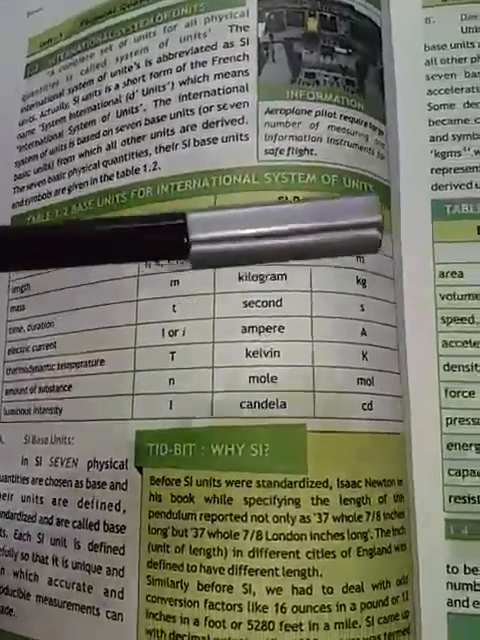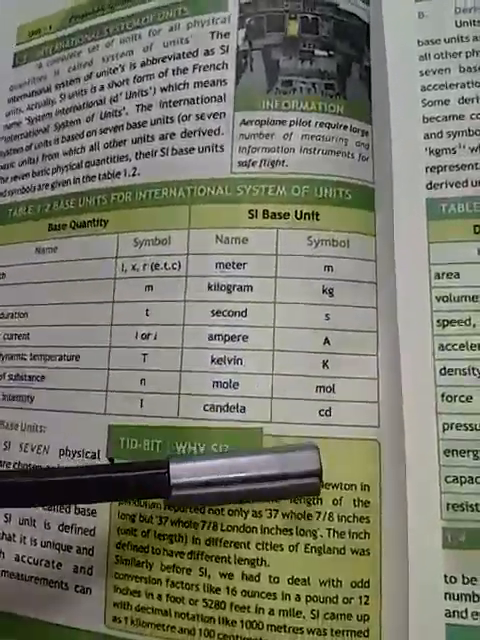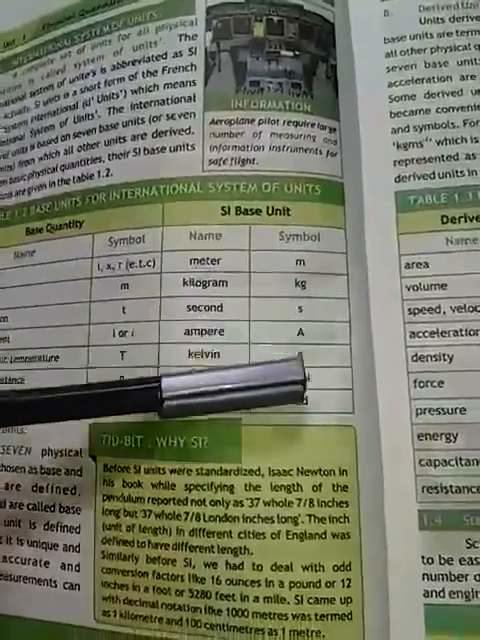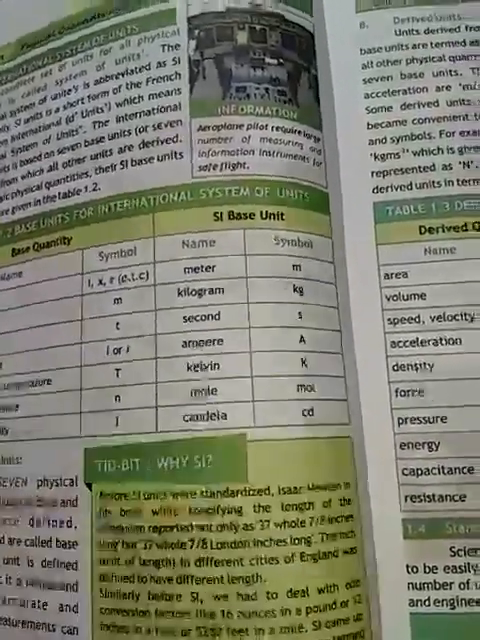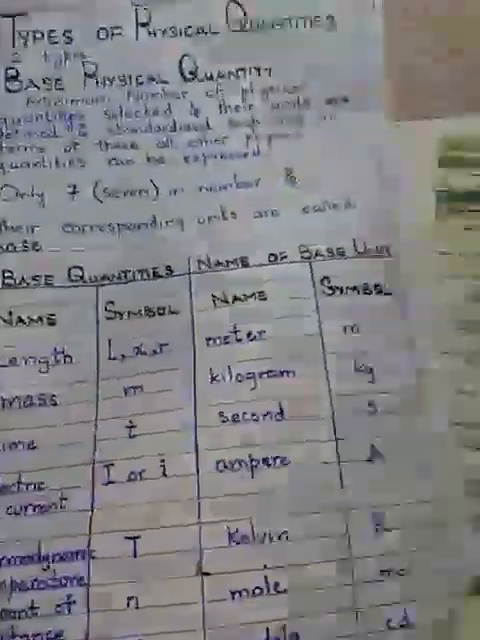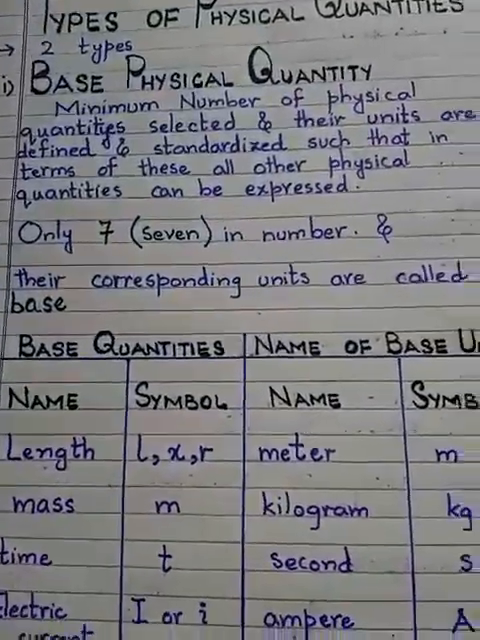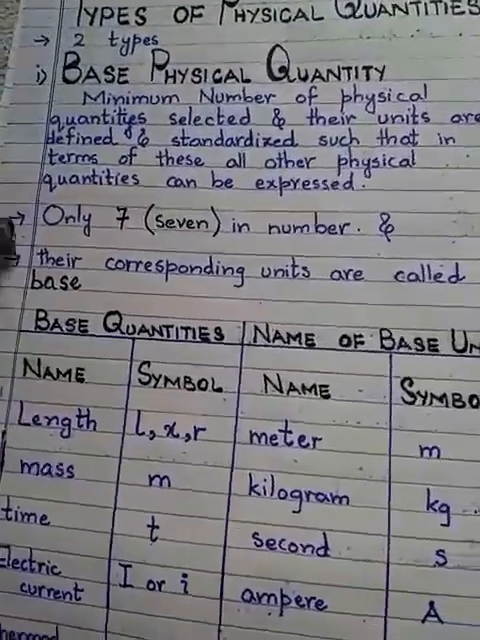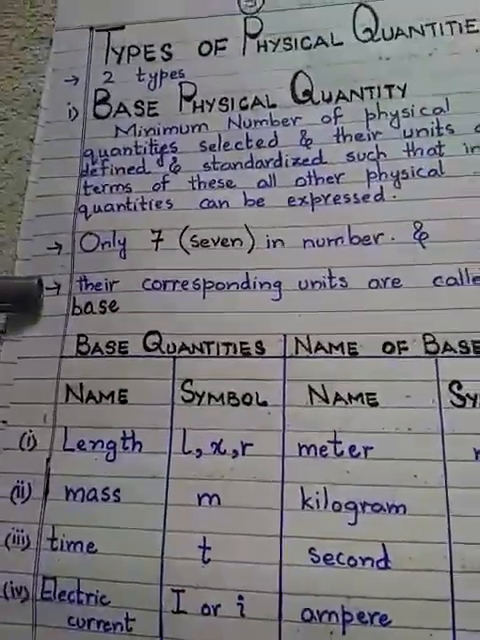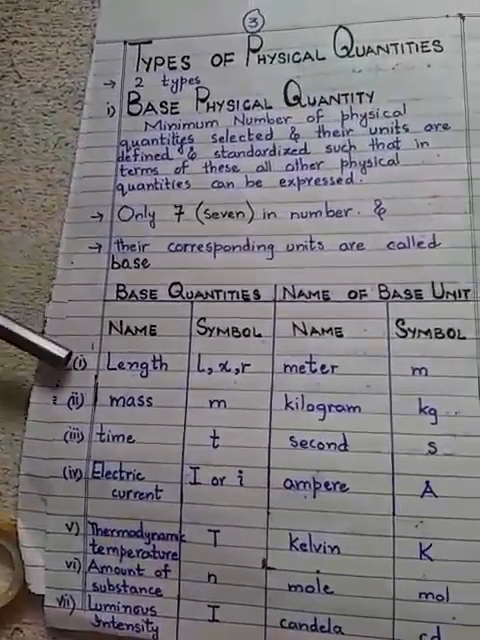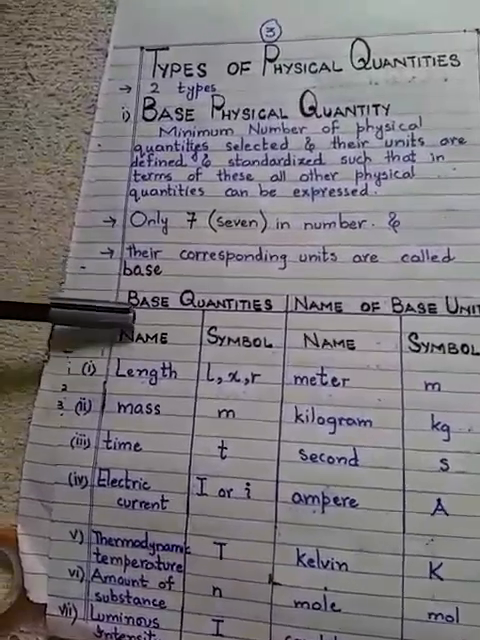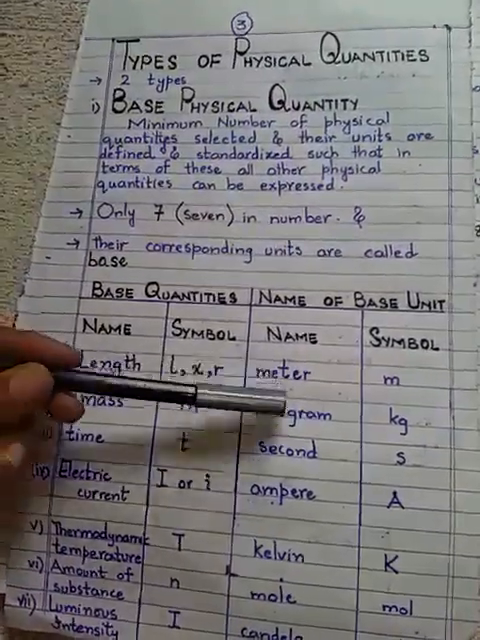So girls, these are the 7 SI base units which are used for the base physical quantities. What is a base physical quantity? As I told you, base physical quantities are only 7 in number, in terms of which other physical quantities can be derived or expressed. Here the names of the base physical quantities and their units are given.